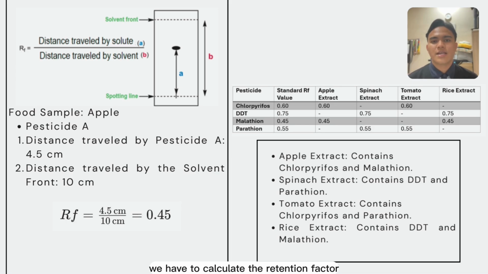Last but not least, we have to calculate the retention factor to detect which food sample contains the following pesticides. For example, in the apple sample, the spot travel is 4.5 cm divided by the solvent front, which is 10 cm, so the retention factor is 0.45. After measuring all the spot travel distances and calculating the retention factors, compare the results in a table. To interpret, apple extract contains chlorpyrifos and malathion, spinach extract contains DDT and parathion, tomato extract contains chlorpyrifos and parathion, and lastly rice extract contains DDT and malathion.